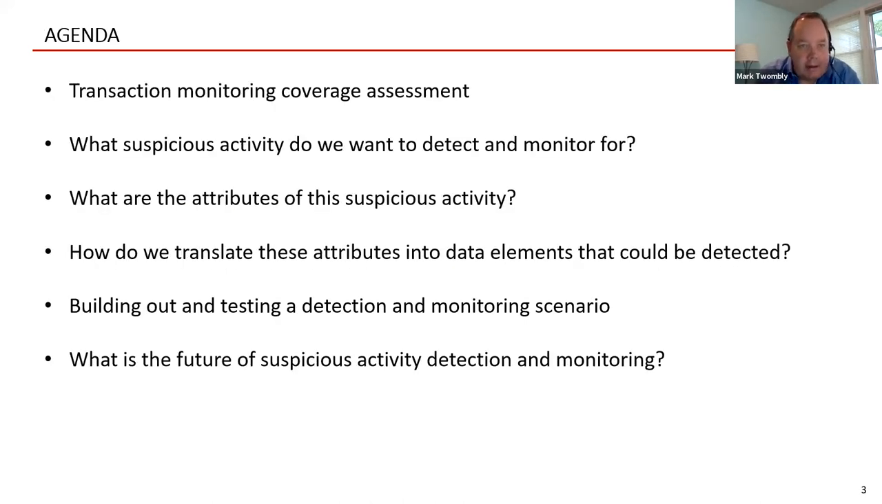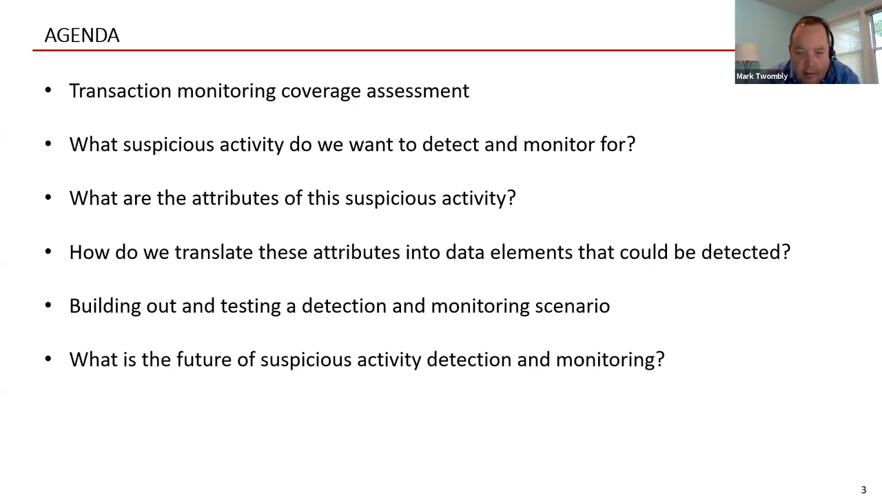What Priyank and I are going to talk about tonight is up here on the agenda. I'll handle the first three bullets. First, I'm going to talk about what is a transaction monitoring coverage assessment. That's one of the things that we do right off the bat when we're going about trying to design something. And then after we've gone through that, we ask the question, what suspicious activity do we want to detect and monitor for?